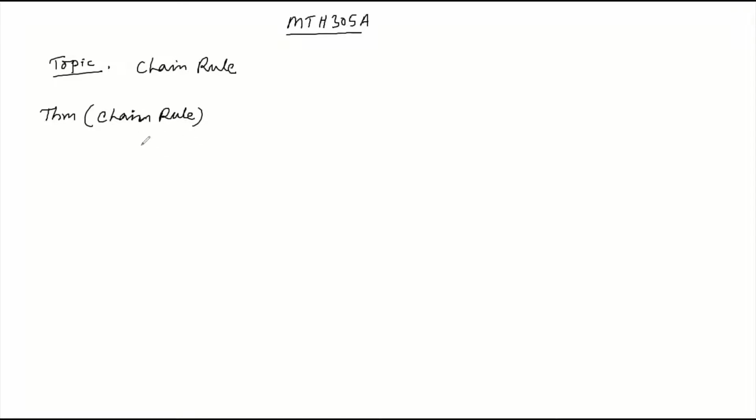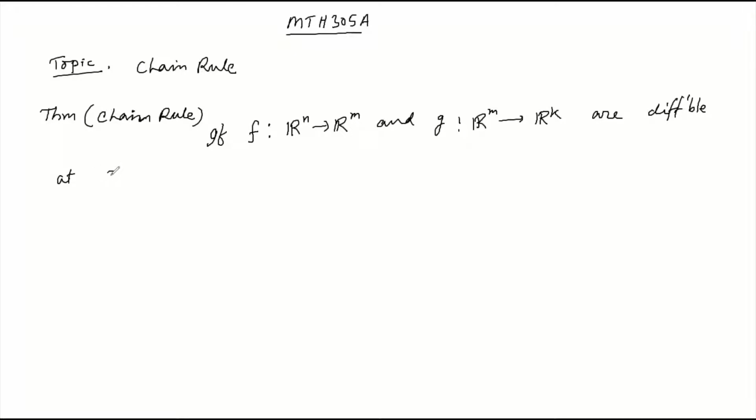It says that if f and g are functions, f is from Rn to Rm and g is from Rm to Rk, and if these are differentiable at the point a, so f is differentiable at a belongs to Rn.